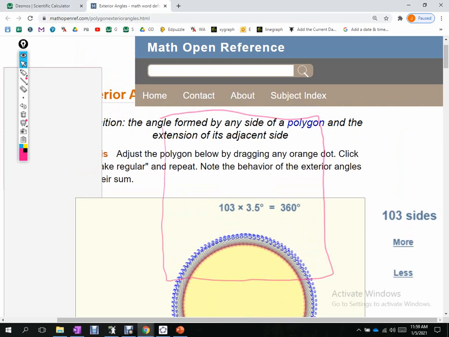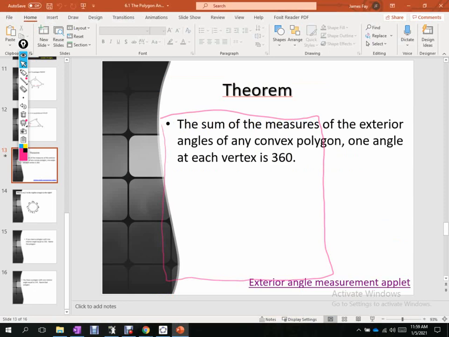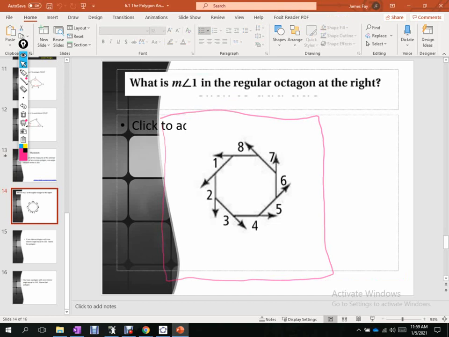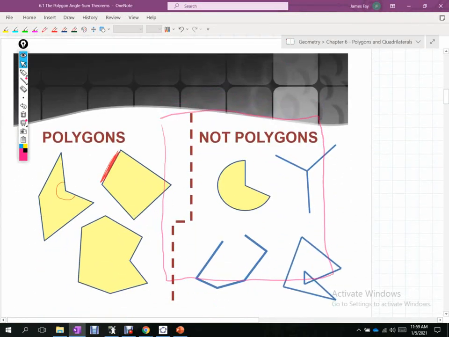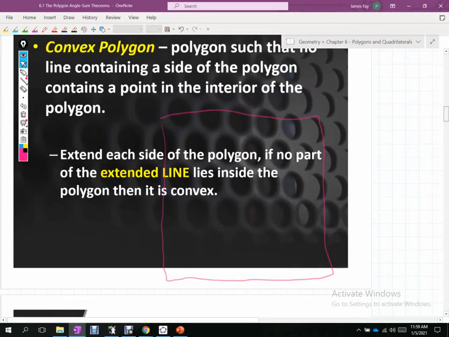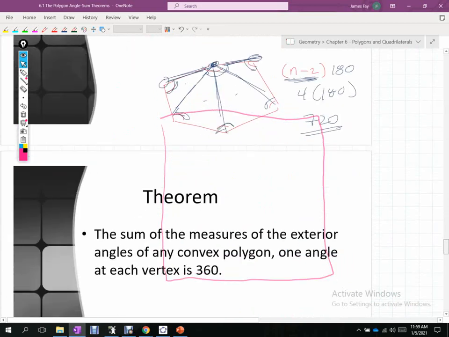No matter what the shape is, they're all going to add up. You see here, it's 103 times 3.5 degrees gives me 360 degrees. Okay, does that make sense to everybody? So 360 is that exterior angle sum. So we're going to use that to help us answer some questions here that maybe we weren't able to answer after yesterday's class.